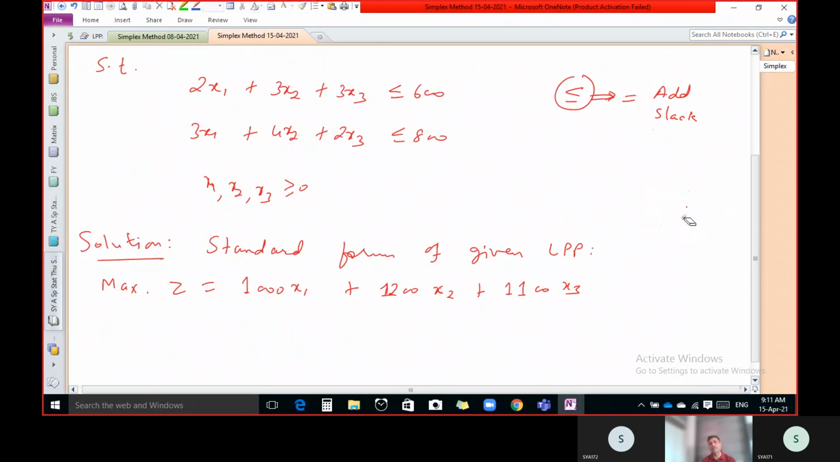add slack variable. So because both the constraints have less than or equal to sign, here we have to add only slack variable. So simply add slack variable in this constraint to convert this less than or equal to into equal to sign. So subject to the constraint 2x1 plus 3x2 plus 3x3 plus you have to add slack variable. Let us say S1 is the symbol for the slack variable. And now instead of less than or equal to, we have to write equal to sign.